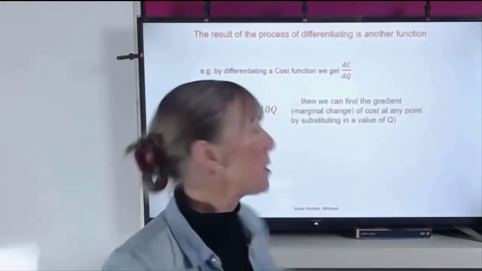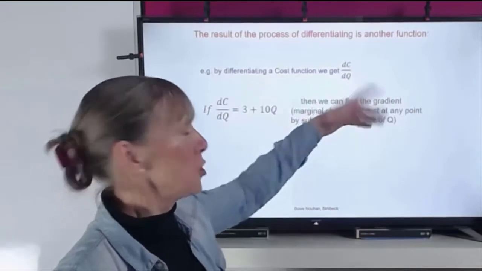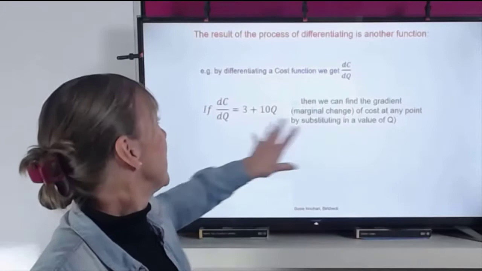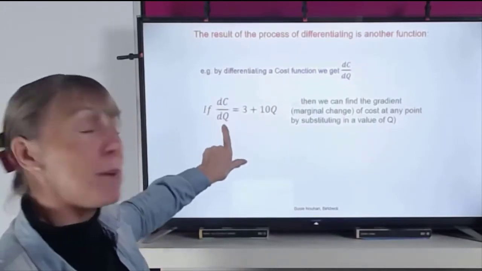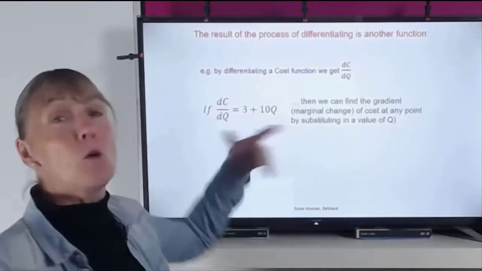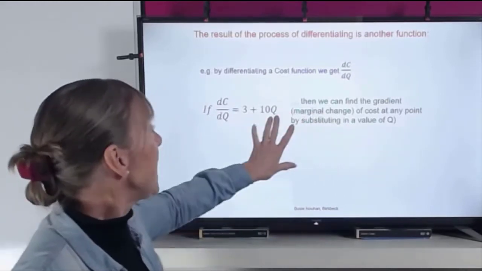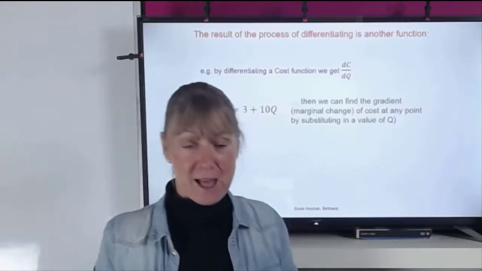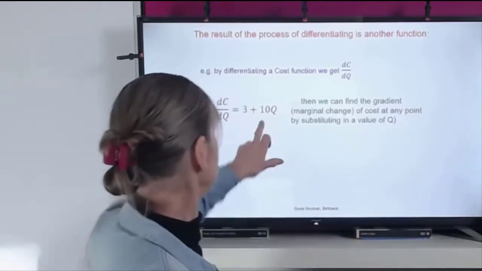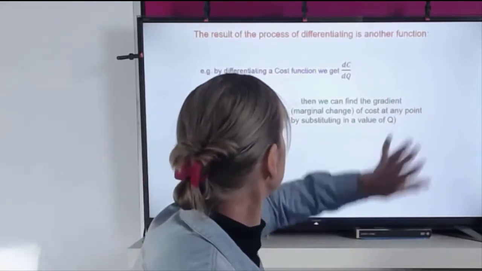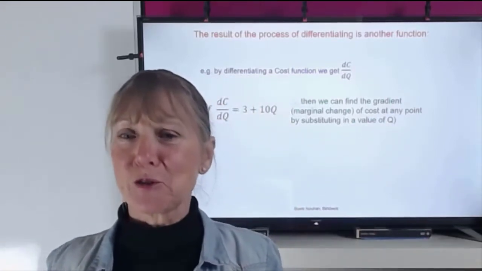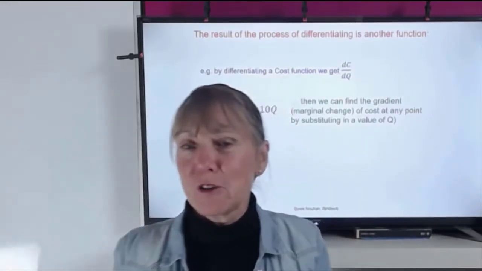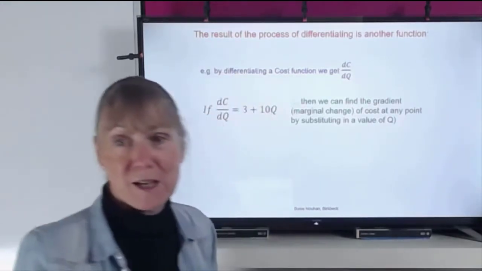Okay, so let's suppose that we have differentiated cost. We've got this mysterious thing called dC by dQ, which is going to give us marginal cost. And supposing the dC by dQ function looks like this, well, we can use that to find the gradient at any point just by substituting in the value of Q. So if we're interested in marginal cost when Q is 50, then we substitute 50. Here we're interested in, I don't know, 100, so we can substitute in 100. But the point is, by substituting any value of Q, we can find the marginal cost at that point.